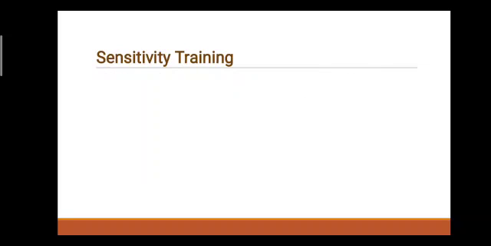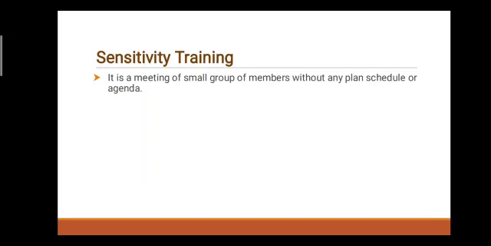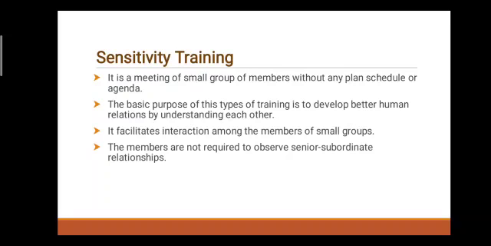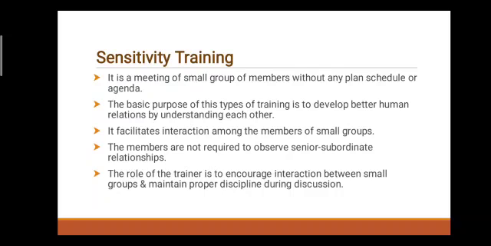Fifth, sensitivity training. It is a meeting of a small group of members without any plan, schedule or agenda. The basic purpose of this type of training is to develop better human relations by understanding each other. It facilitates interaction among the members of small groups. The members are not required to observe senior-subordinate relationships. The role of the trainer is to encourage the interaction between small groups and maintain proper discipline during discussion.